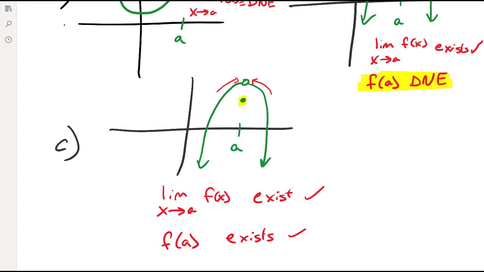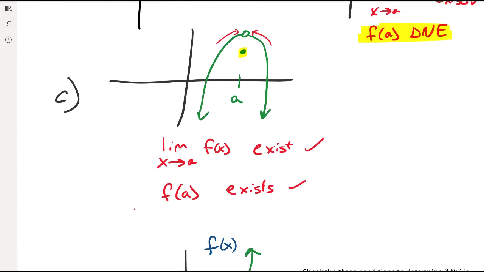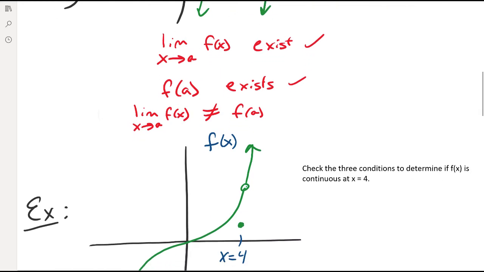And as we can see in this example here, they are not the same. So we have that the limit as x approaches a of f of x is not the same as f of a. Therefore, this function is not continuous. Okay? All right, so I hope that kind of clears up what the three conditions of continuity are and what it looks like whenever one or more of those are violated. Okay, next example.